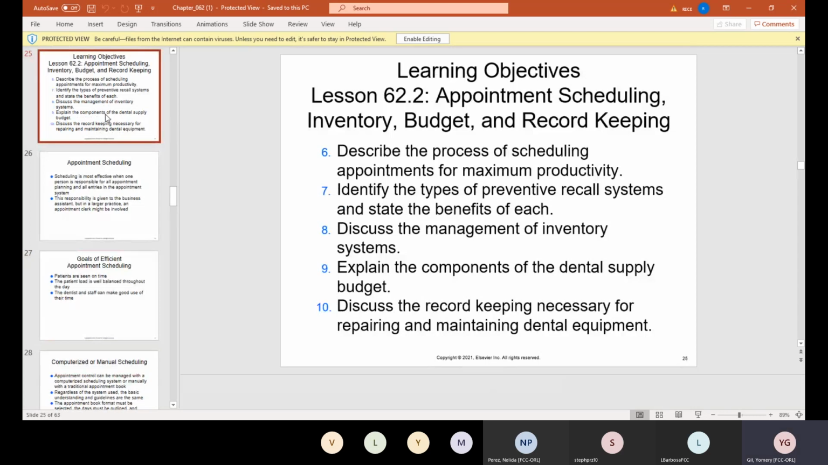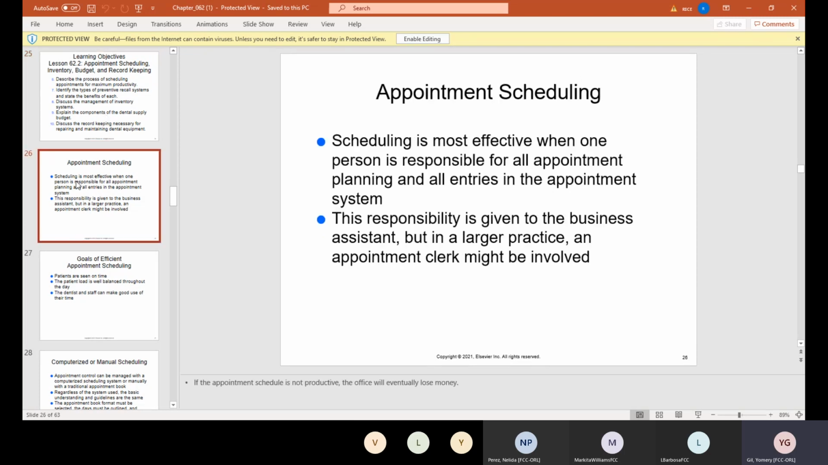Okay, so learning objectives: appointment scheduling, inventory, budget, and record keeping. Describe the process of scheduling appointments for maximum productivity, identify the types of preventative recall systems, and state the benefits of each. Discuss the management of inventory systems, explain the components of the dental supply budget, and discuss the record keeping necessary for repairing and maintaining dental equipment.